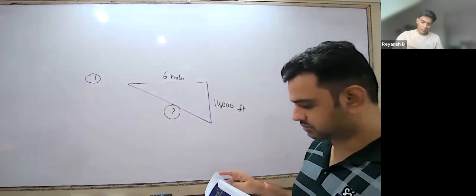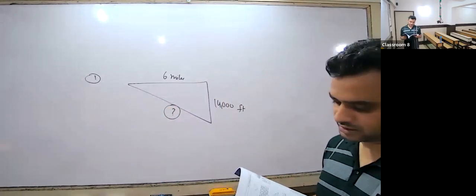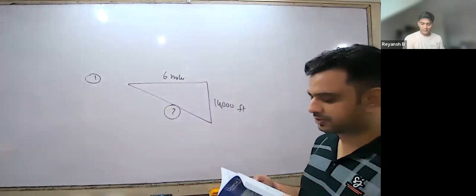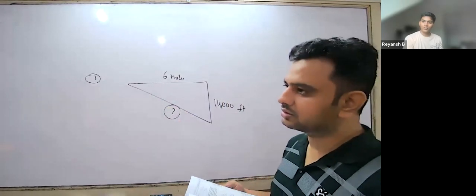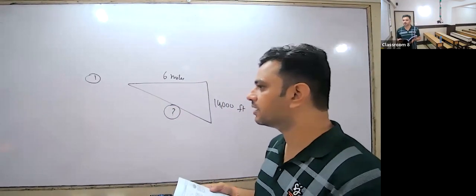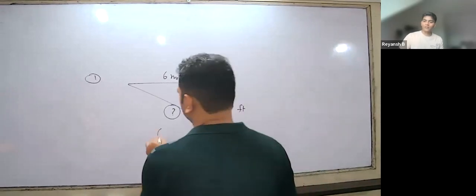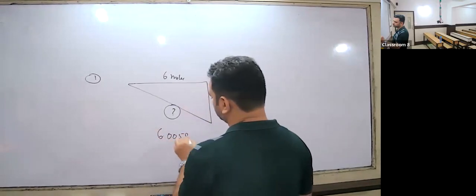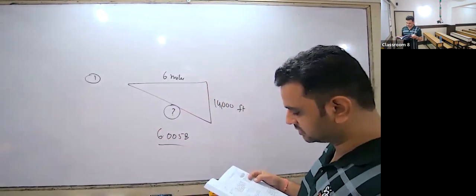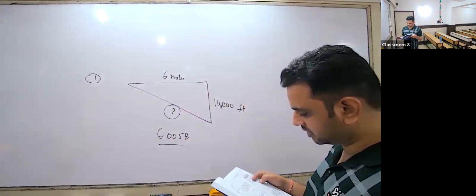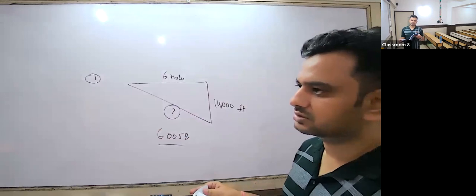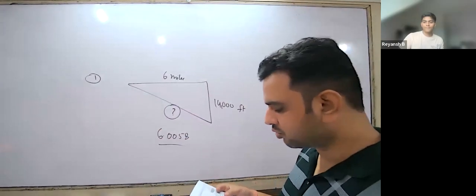Yeah, I'm getting 6.0058. So around 7, I think. Correct? I mean, it's 0.058, so I don't think it's 7. I'm getting 6.0058. So how far in miles does the train actually travel here? It will be 6 actually. Should be 6. Yeah, round off to 6.